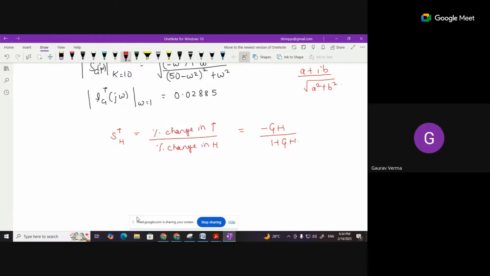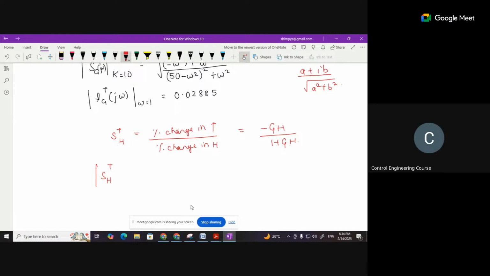Correct? Okay. But you are finding out the percentage, right? And so if you solve it, the magnitude comes out to be a positive number only. Let us check it out here. I'm writing it as finding out the sensitivity with respect to my feedback H.